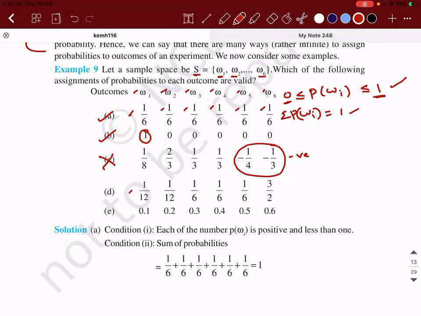Similarly, I have 1 by 12, 1 by 12, 1 by 6, 1 by 6, 1 by 6, but this 3 by 2 is disturbing me. Why? 3 by 2 is 1.5, greater than 1. So this is not going to work.